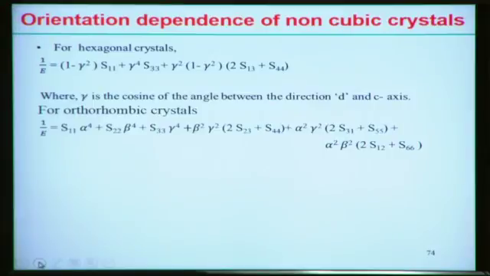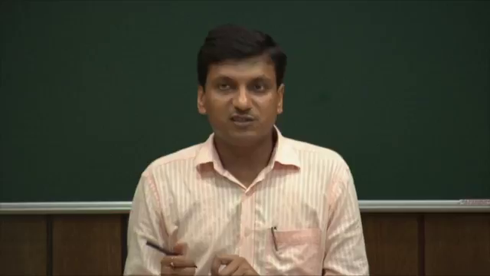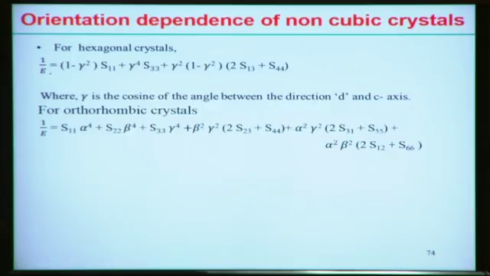Now, if you look into the non-cubic crystals, specifically hexagonal crystals, this is the direction dependence in terms of the different constants S11, S33, S13 and S44, and the others are direction cosines. Here we use only one direction cosine, gamma, that is the cosine of the angle between the direction t and the c axis.